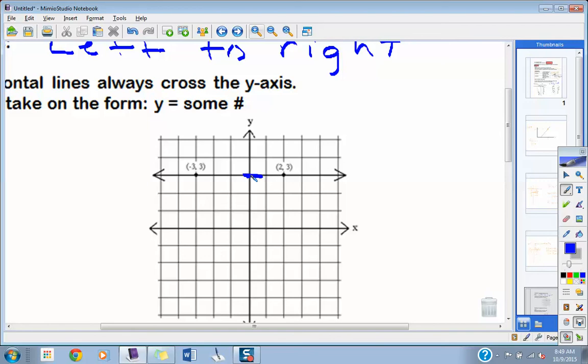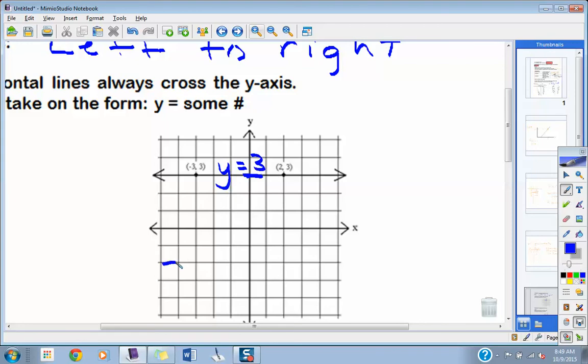Let me ask you this question. What value up there on the y-axis does that horizontal line cross? 3. The y values are always going to be what value? The y value was 3 here. The y value was 3 here. What's the y value going to be clear over here? 3. So an equation for this is to say, hey, well, I crossed the y-axis horizontally at what value? There's the equation for that line. Y equals 3.